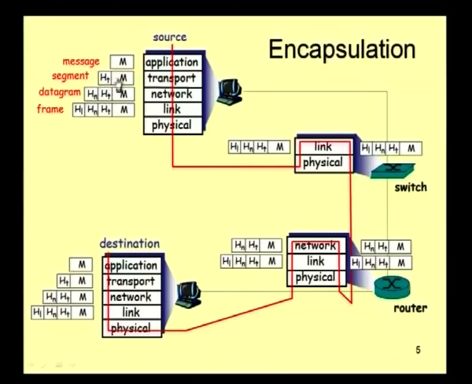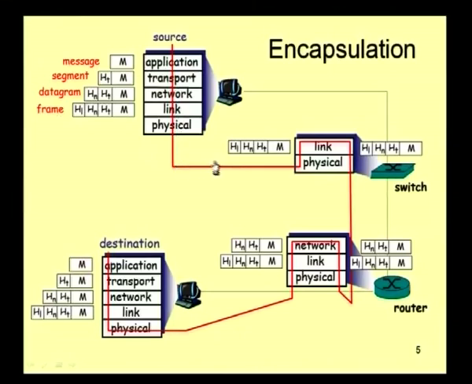Now, HT plus M is given to the network layer, and another header HN is added at the network layer. Then this comes to the link and physical layer, where the header of the link layer is also added, and this goes to the physical layer. The entire data, including the headers, is what is actually transmitted on the physical layer. Remember that we refer to it as a message at the application layer, a segment at the transport layer, a datagram at the network layer, and a frame at the link layer.